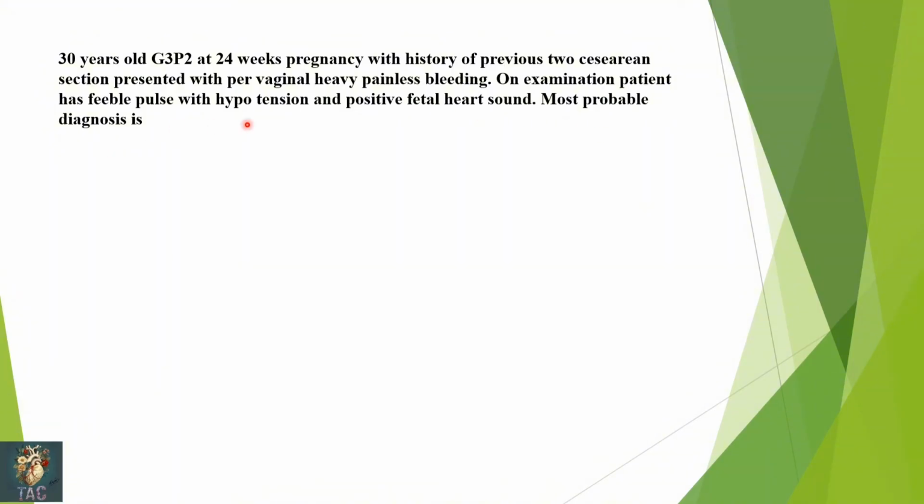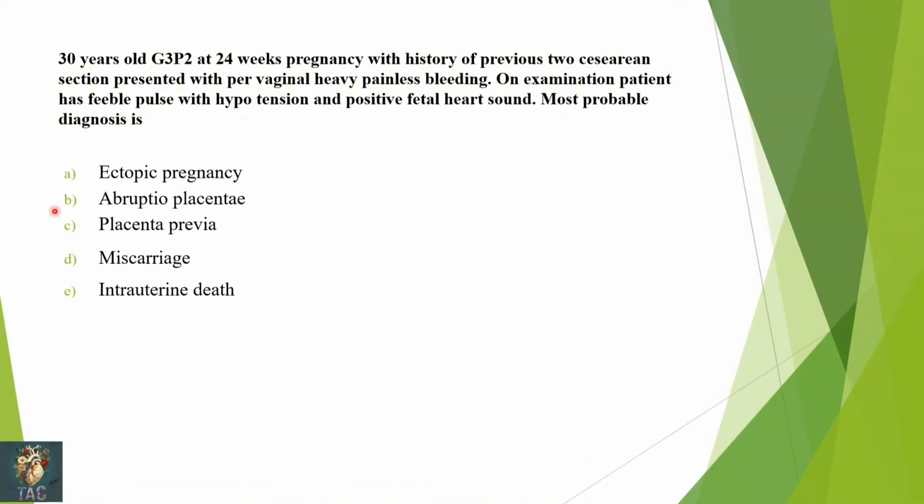So the most probable diagnosis is, there are different options. Ectopic pregnancy does not last to 24 weeks. It usually aborts at 5 to 6 weeks. Abruptio placentae is a condition in which the placenta is torn and the patient presents with severe pain and shock, whereas in this condition the patient has painless bleeding.